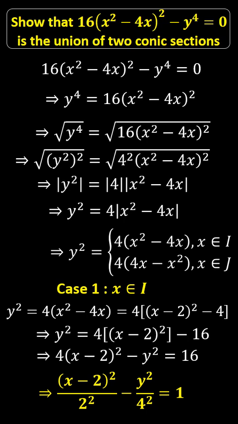So this is the equation of a hyperbola which is centered at the point (2, 0), with the y-axis being the major axis. So I leave you to do the case when x is in the interval J, and believe me, you're going to get an ellipse, and you need to give the characteristics. So you see that the equation is the union of two conic sections, a hyperbola and an ellipse.